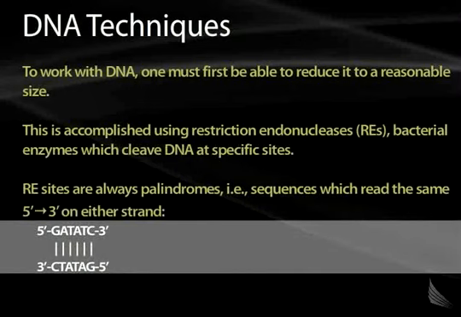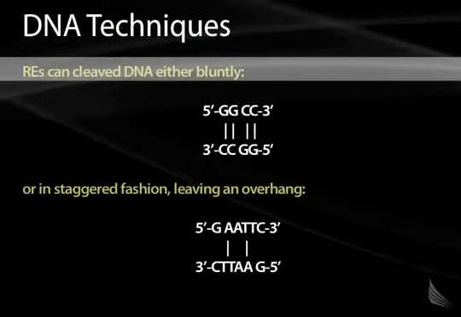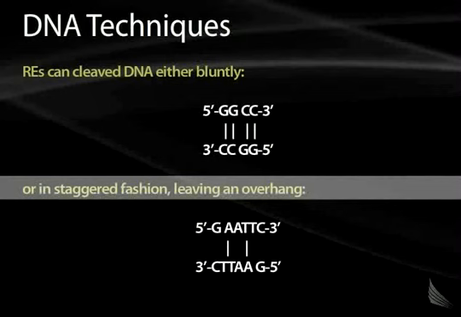Here, one strand reads from 5' to 3', GAT, ATC. And on the other strand from 5' it reads GAT, ATC. But this is the reverse complement of the other strand. And so this is what we call a palindromic sequence. Now, restriction endonucleases can cleave DNA either bluntly, that is, leaving no overhang, or they can cut in a staggered fashion, as shown below here, leaving a non-base paired overhang.